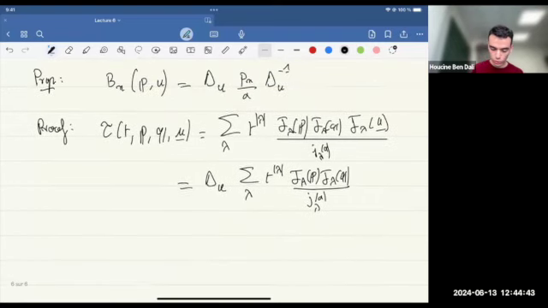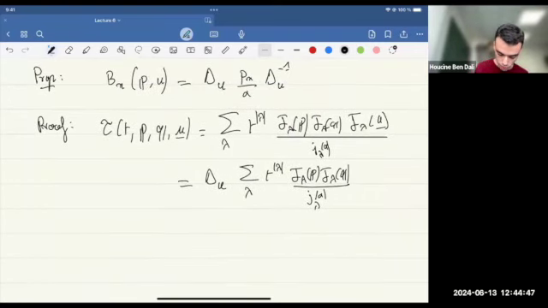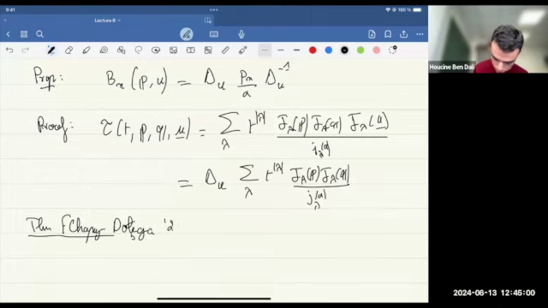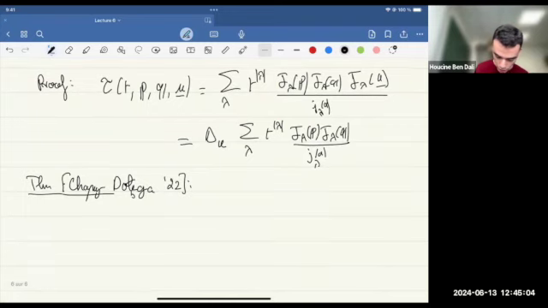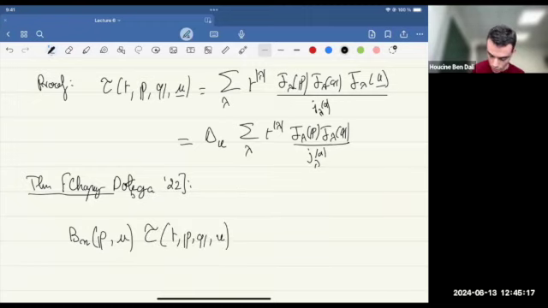So this is the first fact, and the second fact is this theorem of Chapuy and Dołęga, which says that when we act by the operator B_n in the alphabet p, which depends on this variable u, on the tau function, this is the same thing as, maybe I will divide here by n, the derivative with respect to q_n of this function.